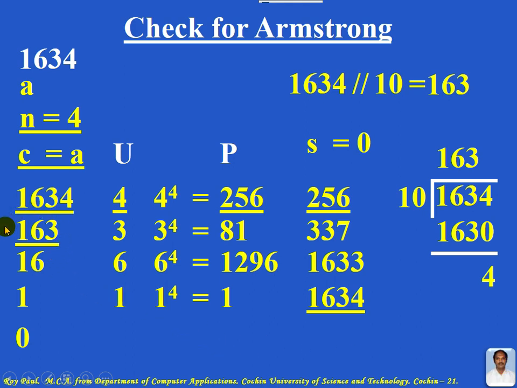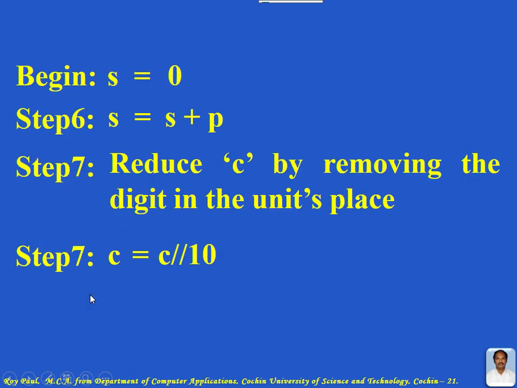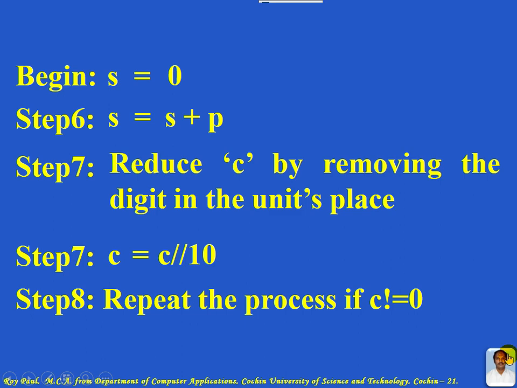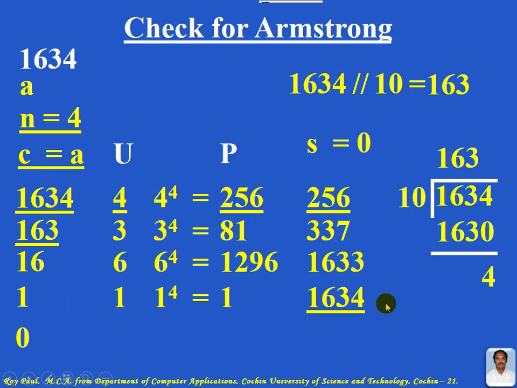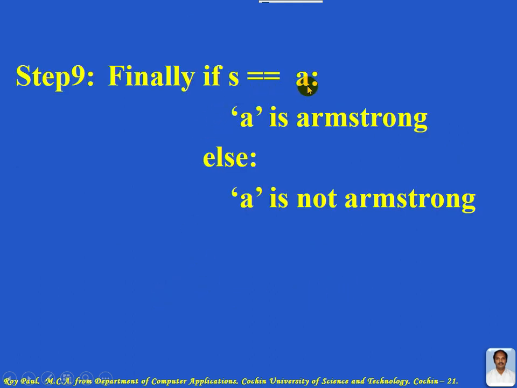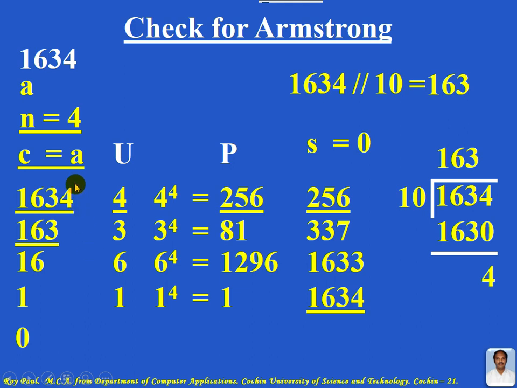Now repeat the process. This process you should repeat if c not equal to 0. Okay, you can write repeat the process if c not equal to 0. Finally, if s equal to a, we can say that a is an Armstrong number, otherwise a is not an Armstrong number. So finally you can write the code like this: if s equal to a, a is an Armstrong number, else a is not an Armstrong number. So this is the algorithm based on this logic. Now the algorithm will be converted to program.